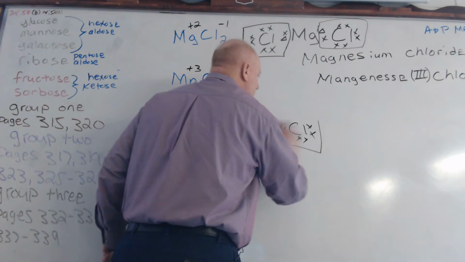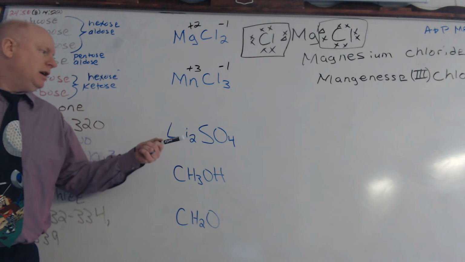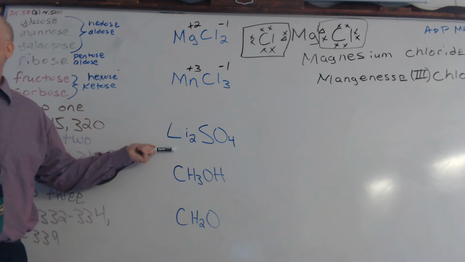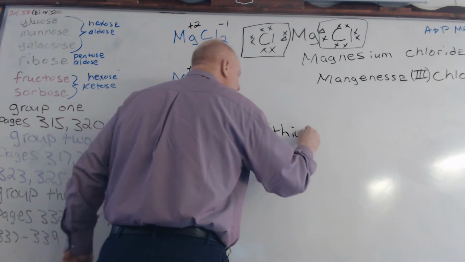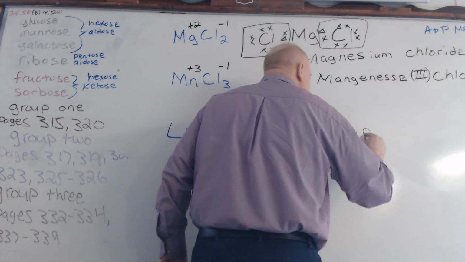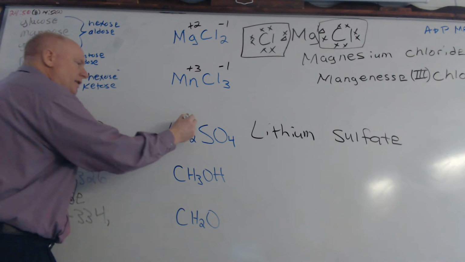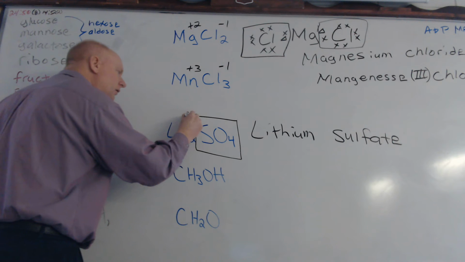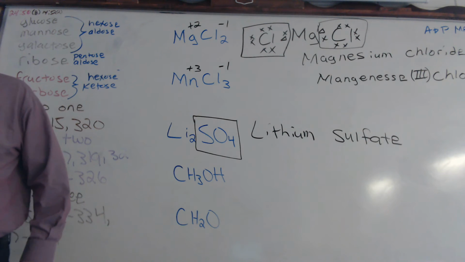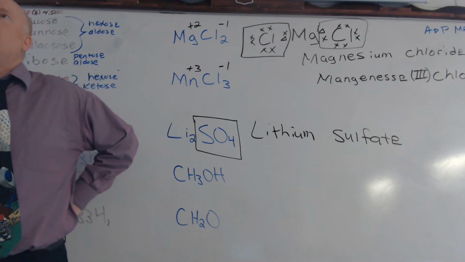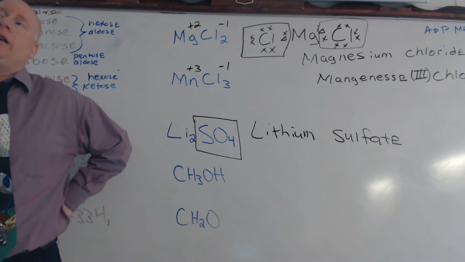So, as we proceed forward, if you had to name this, it's lithium sulfate. Okay, so what is this specifically called? Sulfate. I know, that's a little too specific. You could say sulfate, phosphate, ammonium, hydroxide. Those are all what type of ions? They are polyatomic ions.